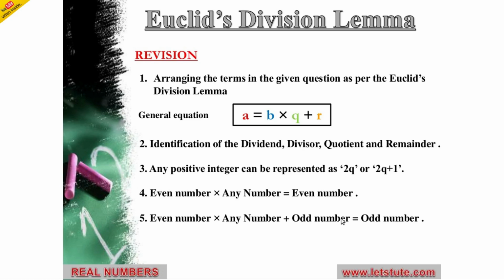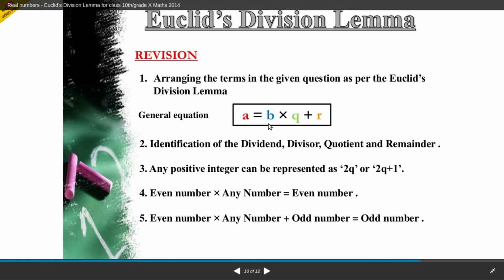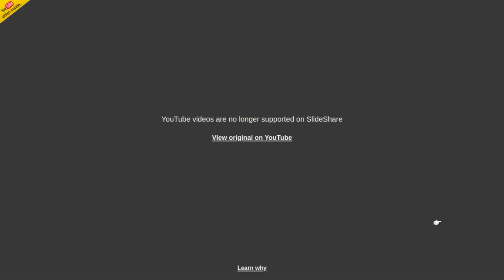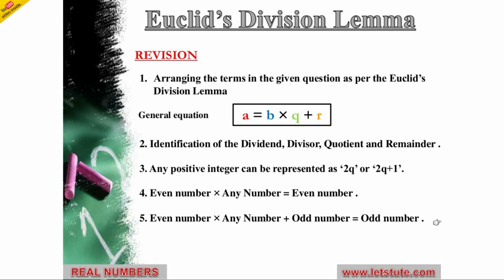So to brush up the whole thing, here is the general equation, and what is important is identification of dividend, divisor, quotient, and then remainder. And we know that any positive integer can be expressed in the form of 2q plus 1. And then the thumb rule: even number into any number gives an even number, and even number into any number plus an odd number gives an odd number. Done with the problem.